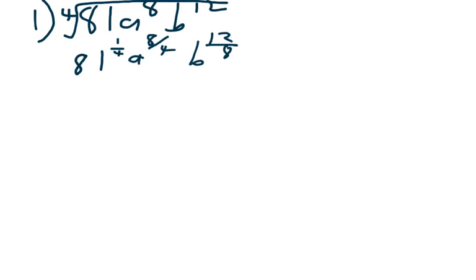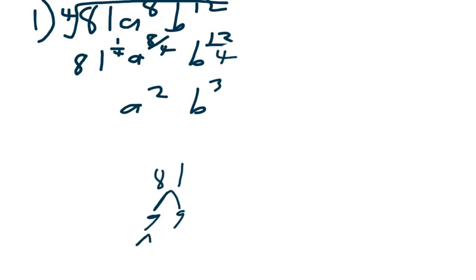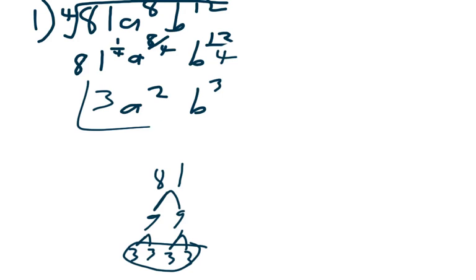And the exponents inside the root are the numerators. So 8 divided by 4 is 2. 12 divided by 4, that should be a 4. Is 3. And when I break down 81, we got 9 times 9 and 3 times 3, which gives me 4 3s, which gives me 3a squared b to the 3rd.